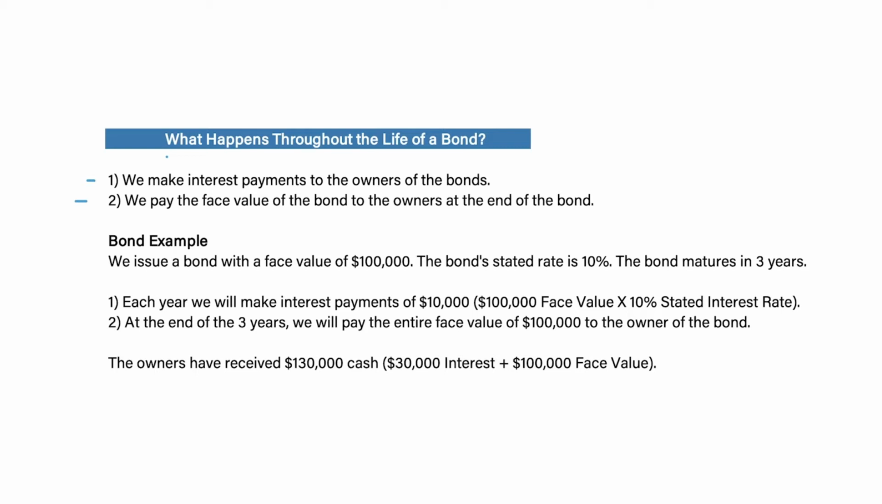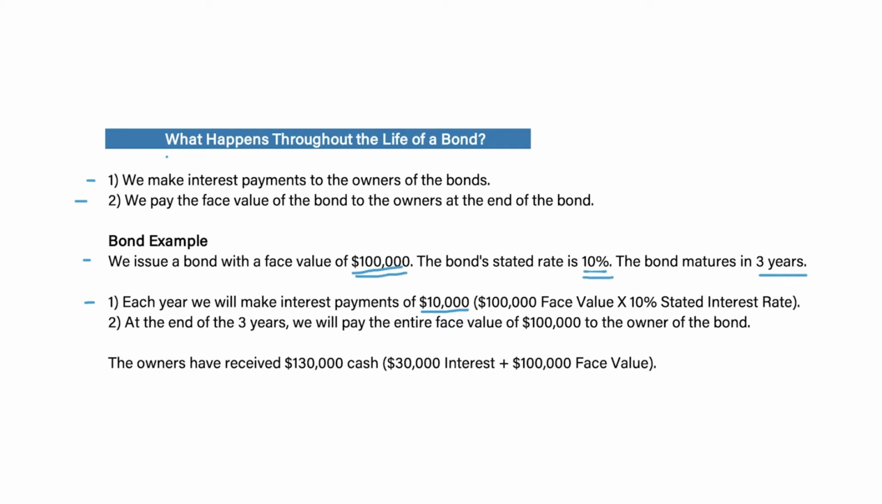So let's consider this example. We issue a bond with a face value of $100,000. The stated rate is 10%. The bond matures in 3 years. So then each year we're going to make interest payments to the owners of the bonds. We're going to pay them $10,000 each year, which is the $100,000 face value times the stated rate of 10%.